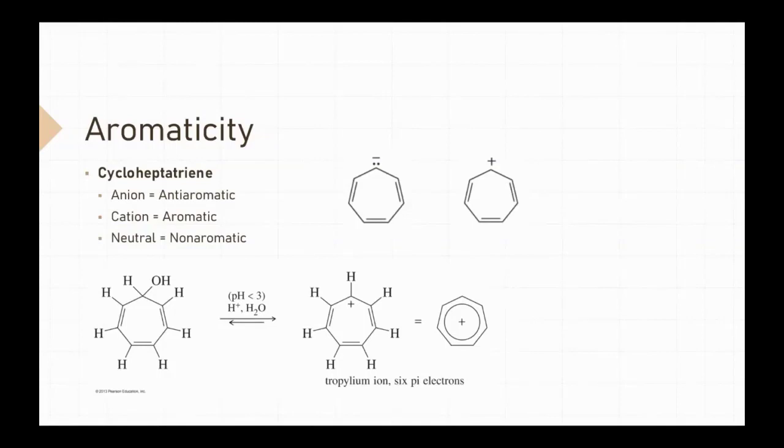Okay, another example here. We have 1, 2, 3, 4, 5, 6, 7, 8 on the left side. That's anti-aromatic. And then here with the cation, you have 6. So you have 0 here, 2, 4, 6, and you have aromatic.